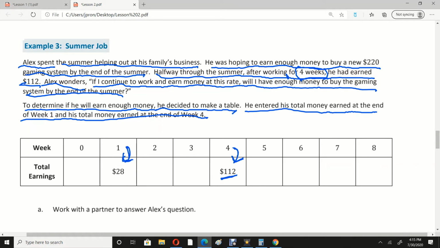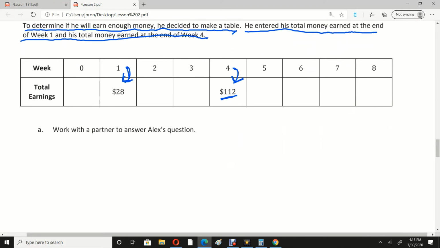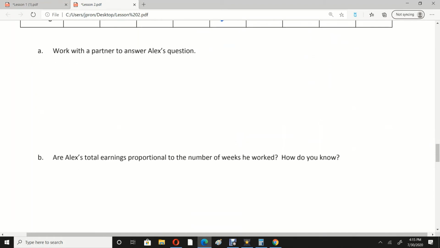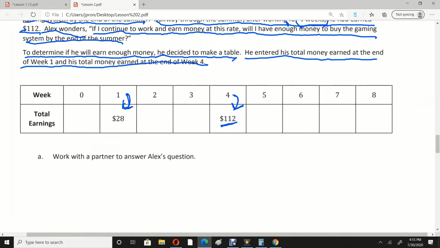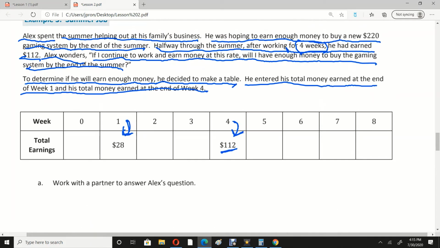So we're going to work with a partner to answer Alex's questions, right? You look like an awesome partner. Let's work together, right? So what is Alex's problem? Is he going to have enough money to afford the system by the end of the summer, right? So he's got 4 more weeks of summer to go. So we need to figure out if he's going to be on pace to buy that gaming system.